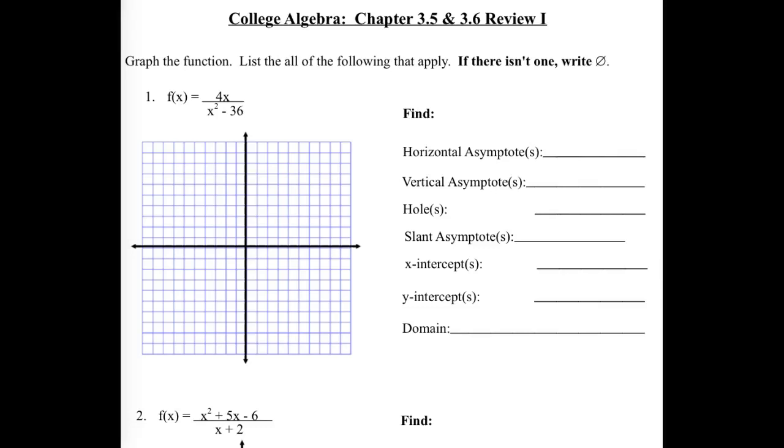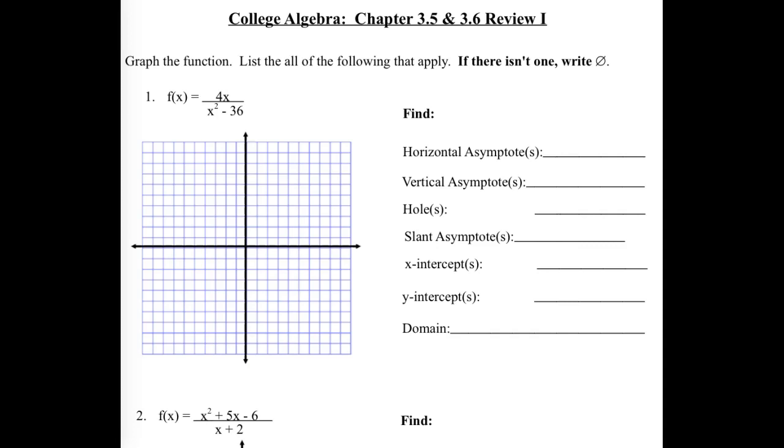All right, we are going to look at section 3.5 today. That involved graphing rational functions. We had a lot of details that I expected you to find. There will be a blank for each of those details like you see on the board here.